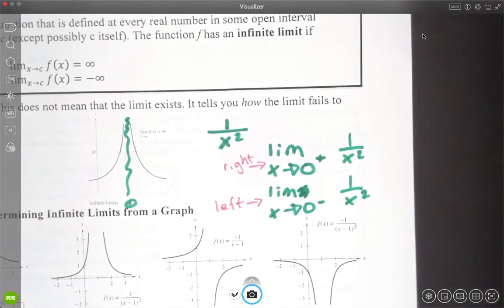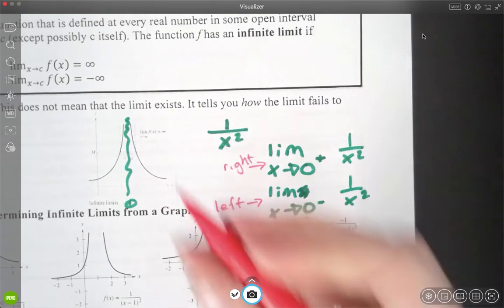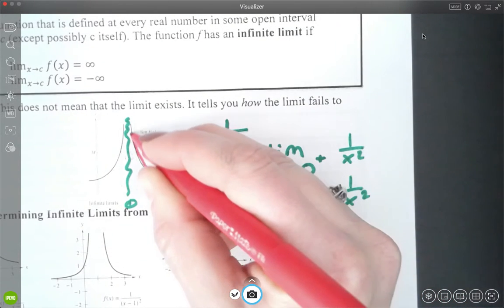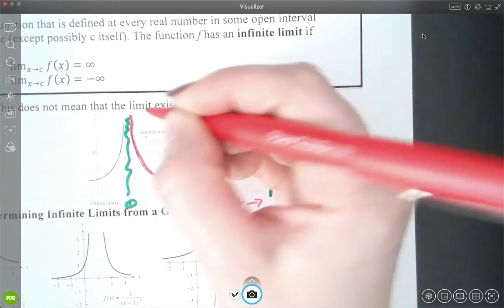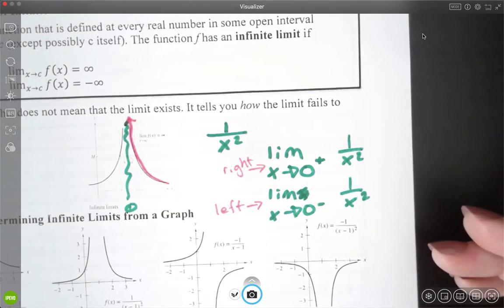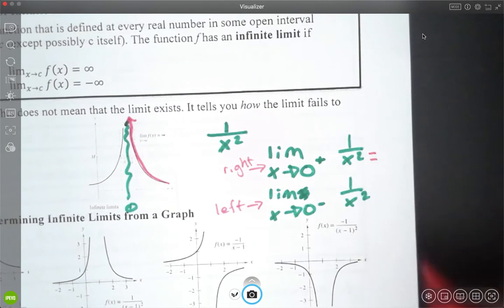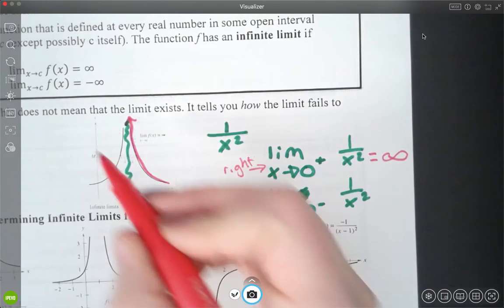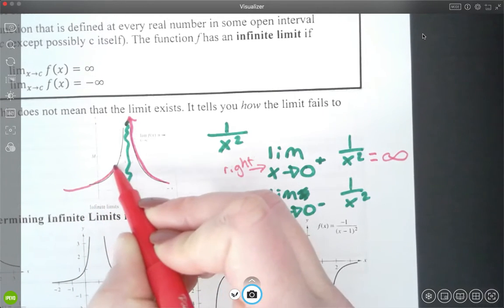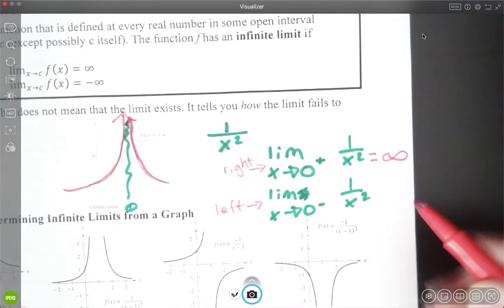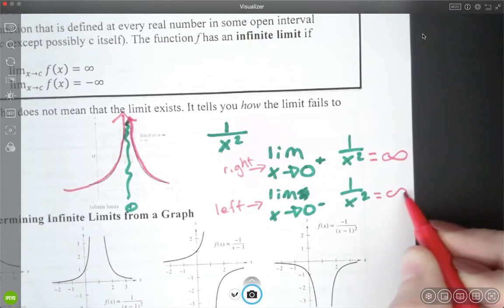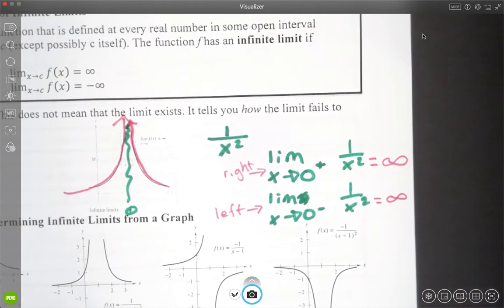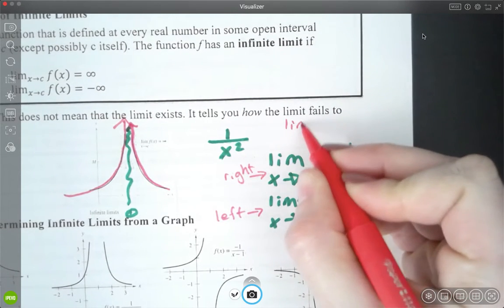Okay? So as it's coming in from the right, as it gets closer and closer to 0, it's going up and up and up forever. So what do we call that limit? Infinity. That limit is infinity. Okay? Now, if we're coming in from the left, it's going up and up forever. So what's that limit approaching? Also infinity.